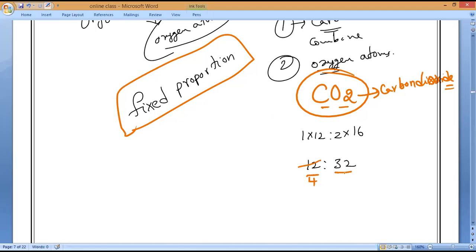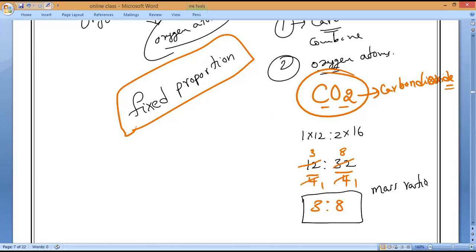By 4 we have to divide both numbers by the lowest possible number. So 4 ones are 4, 4 threes are 12, 4 twos are 8. So now 3 is to 8. Is it possible to divide further? No. So what is the smallest ratio? What is the mass ratio? Mass ratio of carbon dioxide is 3 is to 8.